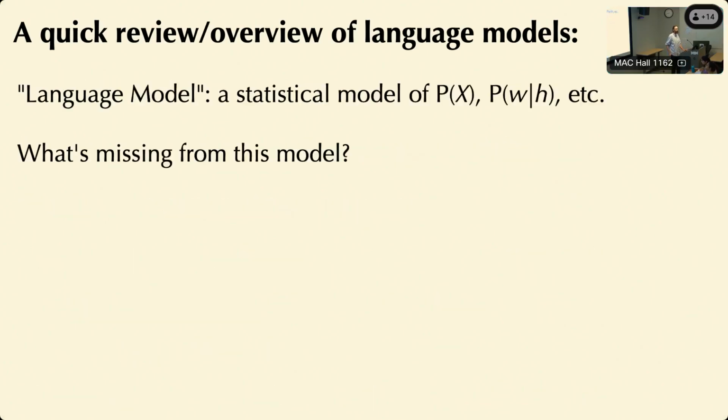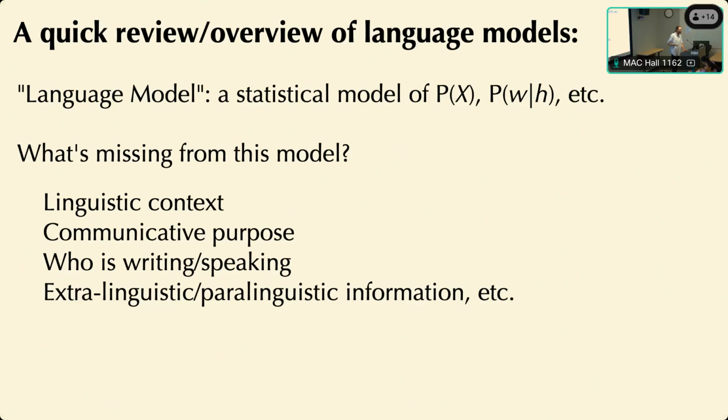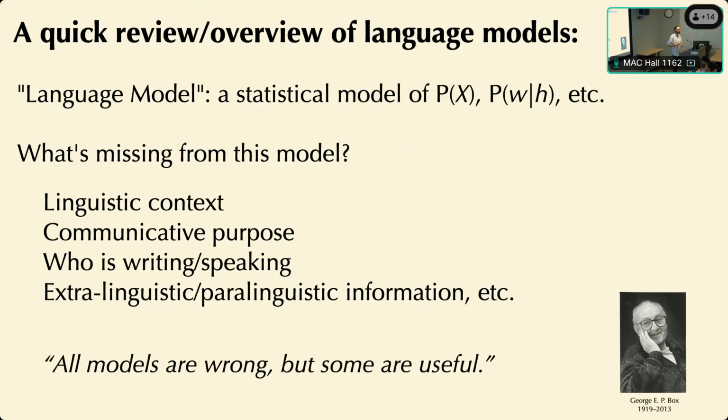So what's missing from this model of language? We don't have anything in there about the linguistic context. We don't have anything in there about the communicative purpose: why am I talking about that I was late with the homework? Nothing about who's writing or speaking. Nothing about my hand gestures or my tone of voice or anything. All these other things that are part of language, we're throwing away. We're keeping one small part of it.